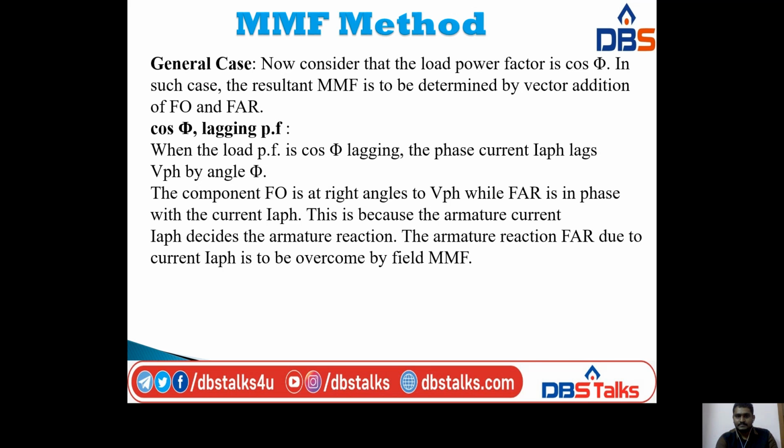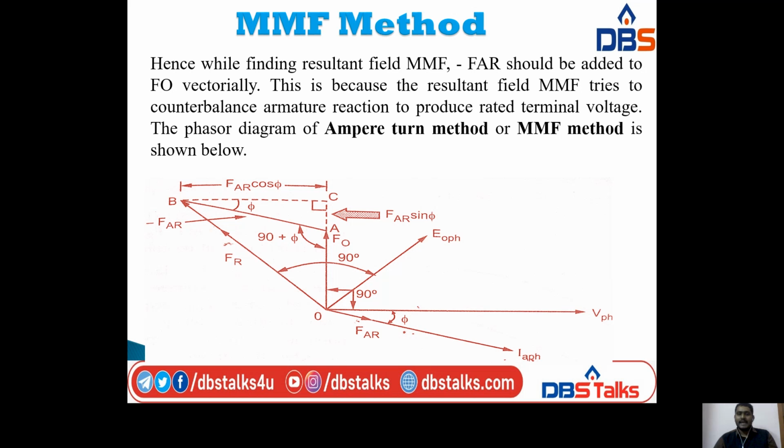Hence, while finding the resultant field MMF, that is FR, minus FAR, that is the negative of FAR, should be added to F naught vectorially. If you see this diagram, you will understand. This is because the resultant field MMF tries to counterbalance the armature reaction to produce rated terminal voltage. That's why minus FAR should be added to F naught vectorially.